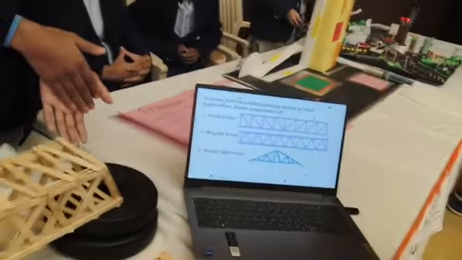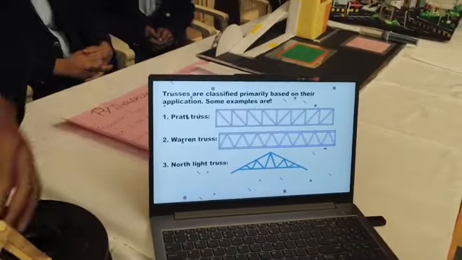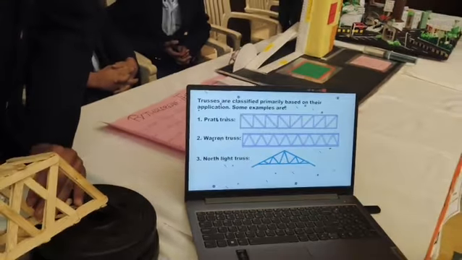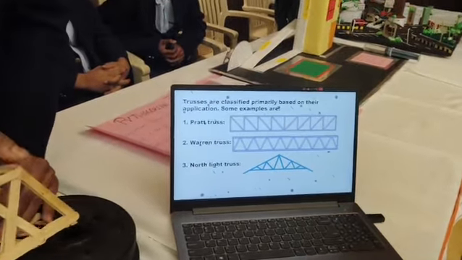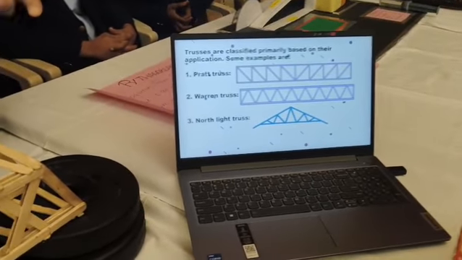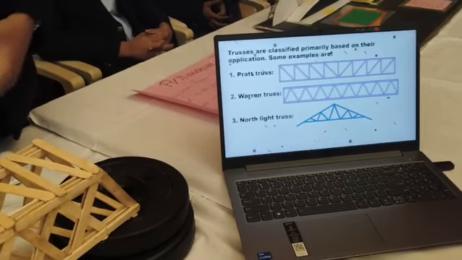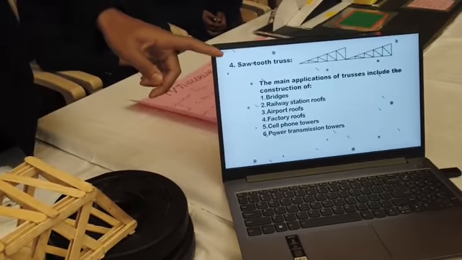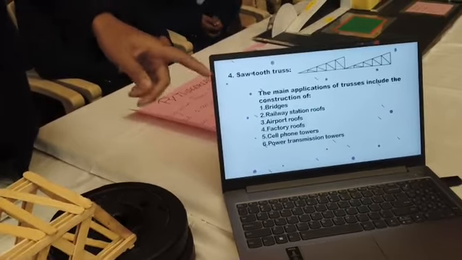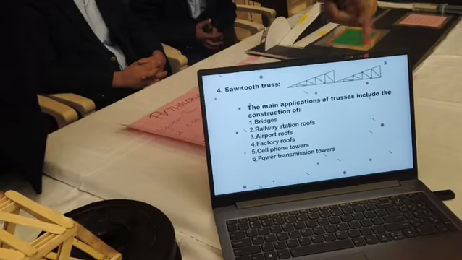There are different types of trusses. Like for example, a Pratt truss, a Warren truss. We have used double Warren trusses here, which form the cross shape. And north light trusses. These are used in northern areas to conserve sunlight and to light up their homes to save electricity, basically. Now, at last, the sawtooth truss. These are used in factory roof construction.